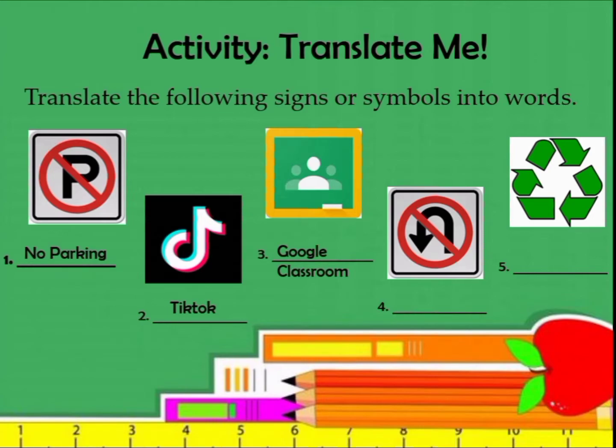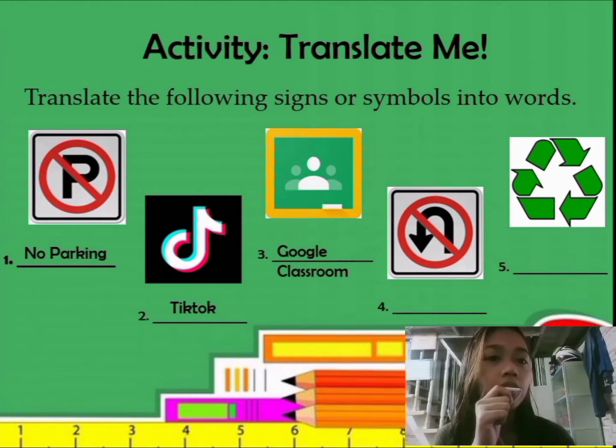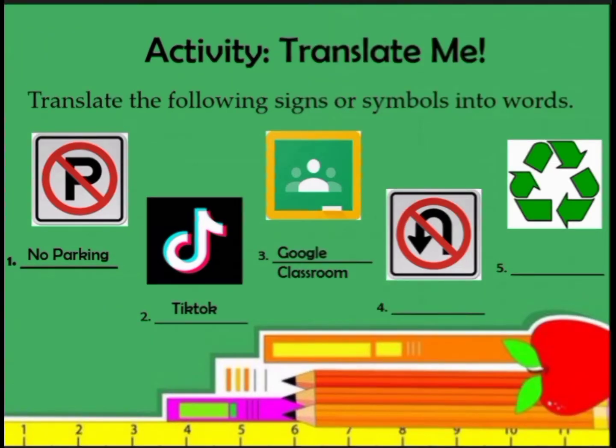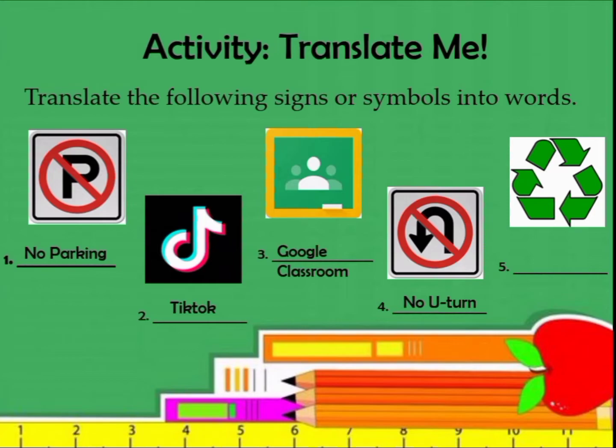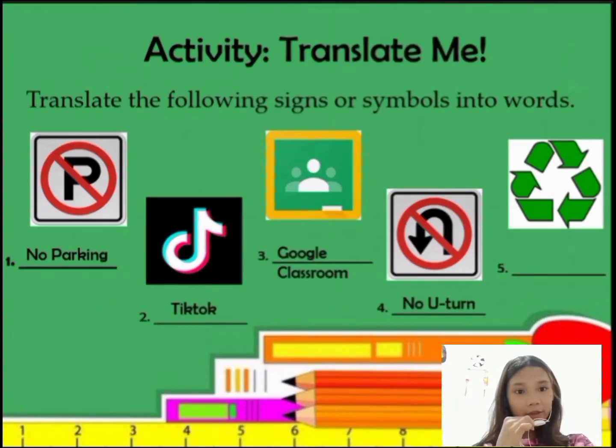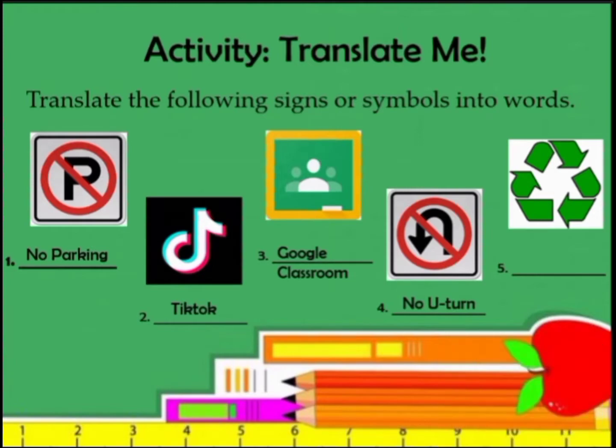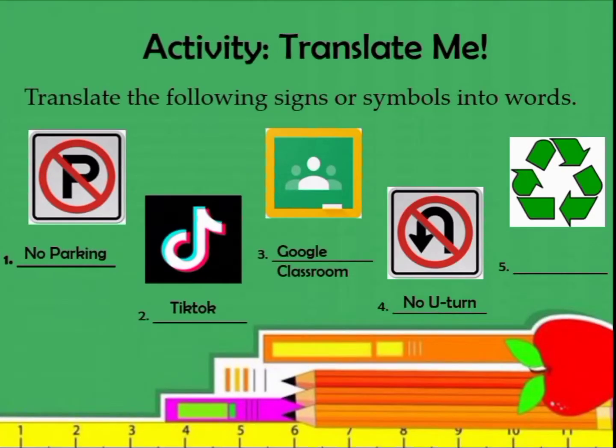Now for number 4, who can answer? No U-turn, ma'am. Let us see. Very good. Number 4 is the symbol of no U-turn. How about in number 5, who can answer? Ma'am, parehas po sa EPP, 3 R's. Let us see. Very good. Number 5 is 3 R's.